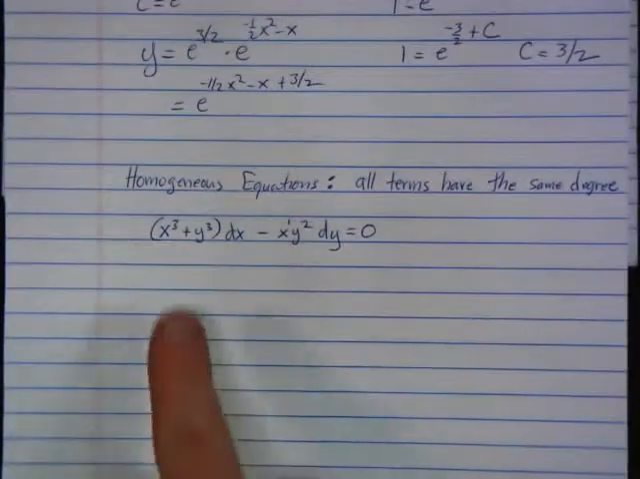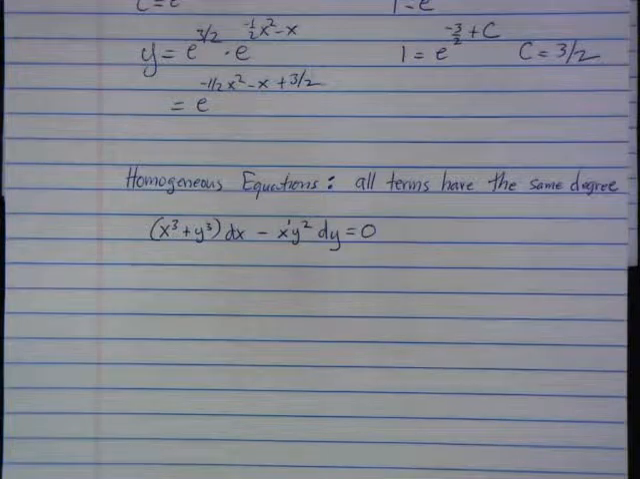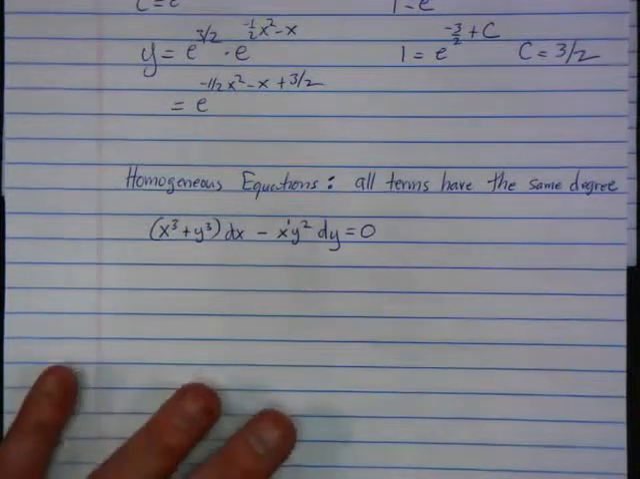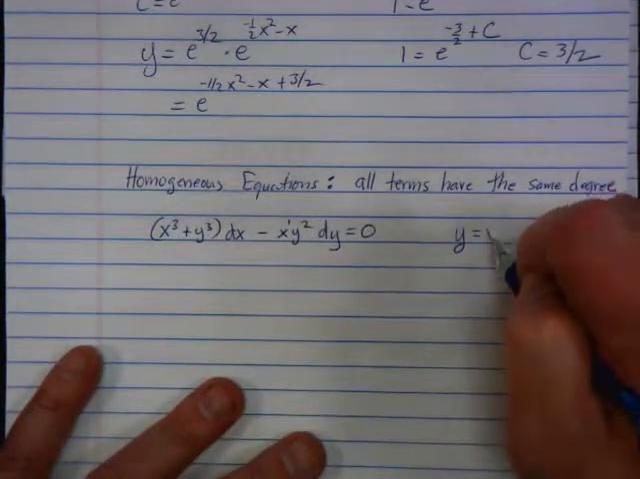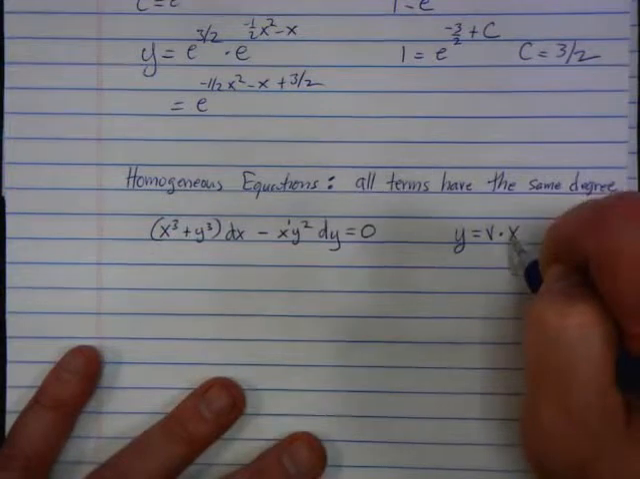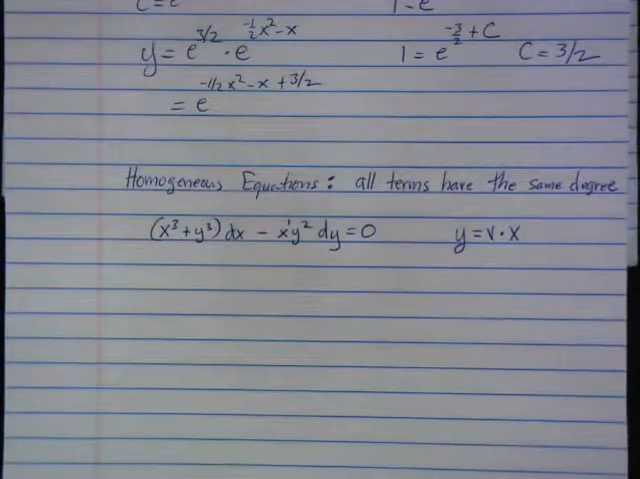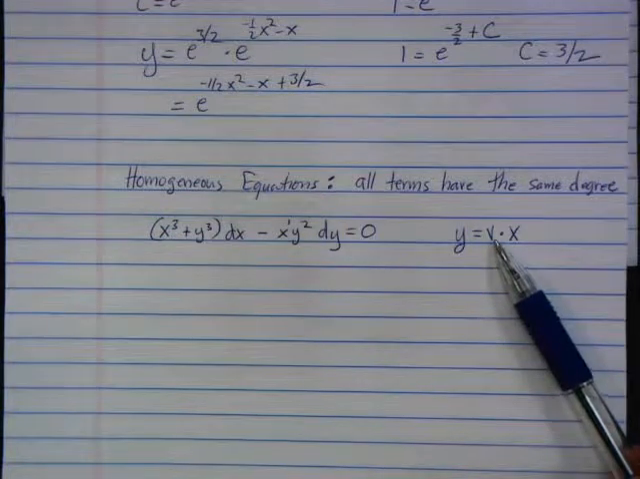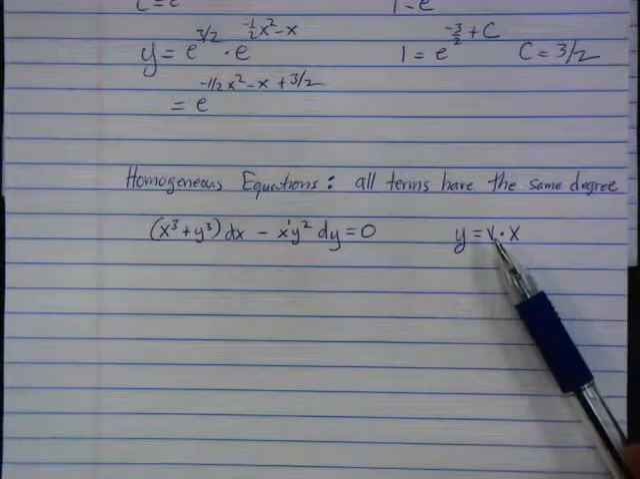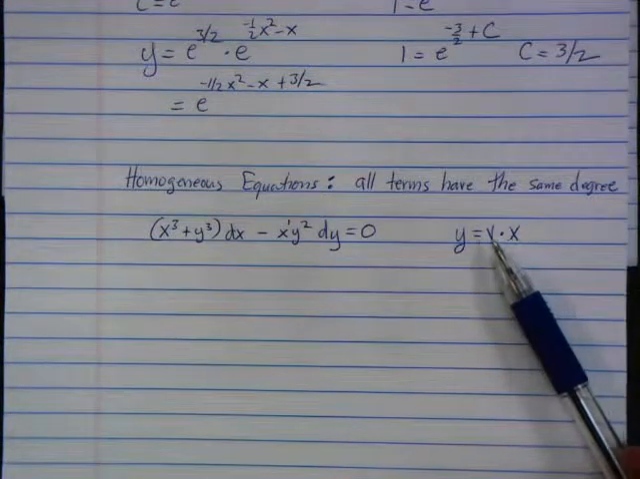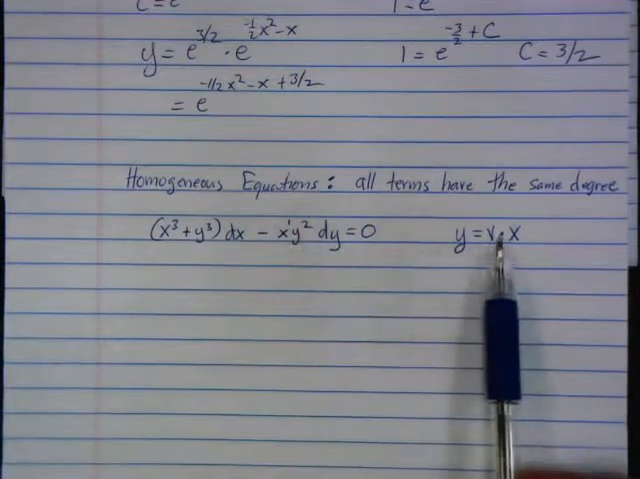So, we identified it as homogeneous because all the terms had degree 3. Once you identify it as homogeneous, you're going to make a substitution. You're going to let y equal v times x, where we're thinking of v as being some function. V is not just a number. V is a function. We don't know what the function is. It turns out it's not going to matter. So I'm going to need to plug in for y. Wherever I see a y, I'm going to need to plug this in.